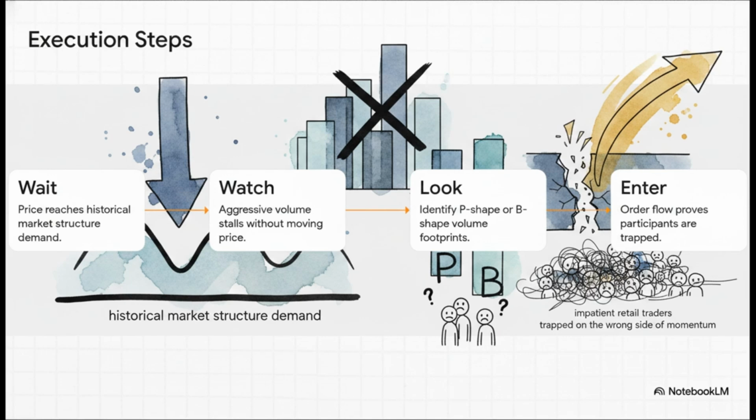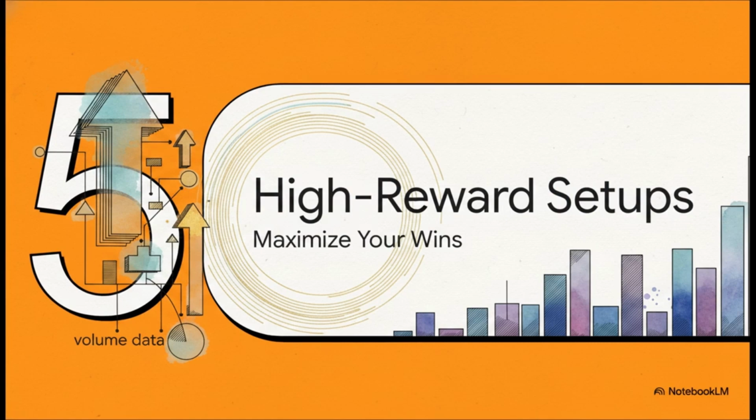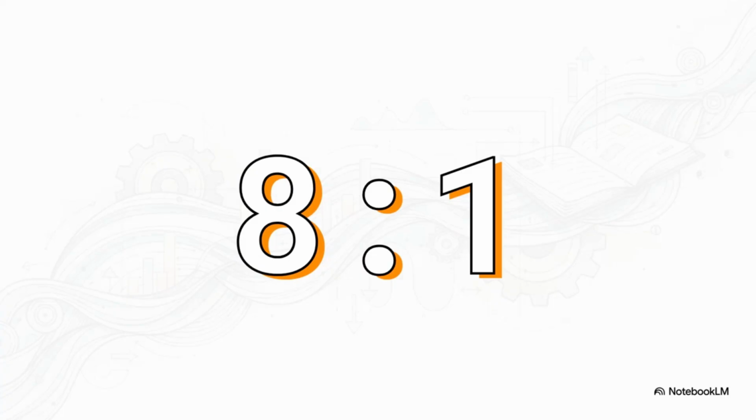A P-shape at a high indicates heavy volume was transacted, but aggressive buyers are now trapped because the price is rejecting. You enter exactly when the order flow proves those impatient retail traders are officially trapped on the wrong side of the momentum. Section 5, executing high-reward setups.